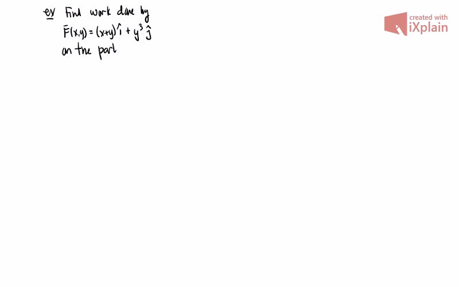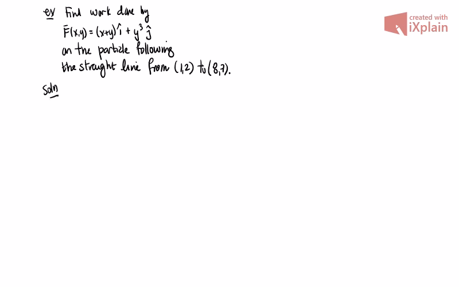on the particle, let's say following the straight line from (1, 2) to (8, 7). So first I need to parameterize the line.